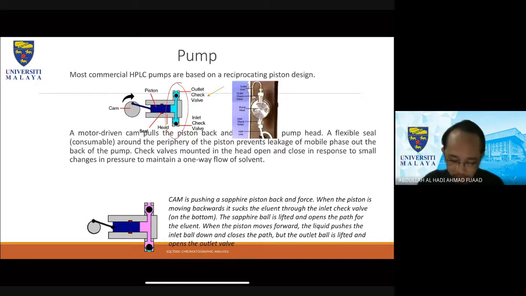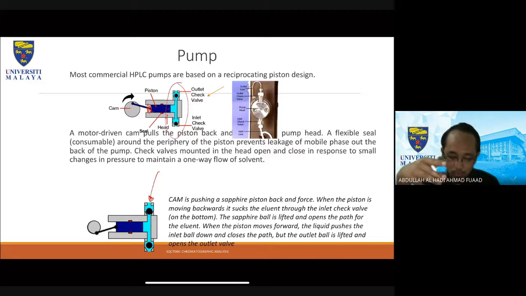Sorry, there is an overlap. A motor-driven cam pulls the piston back and forth and moves the piston head. A flexible seal, a consumable, around the periphery of the piston prevents leaks of mobile phase out of the back of the pump, so there's no leak behind the pump. Check valves mounted on the head open and close in response to a small change in pressure to maintain one-way flow of the system. This is represented by the moving GIF at the bottom.